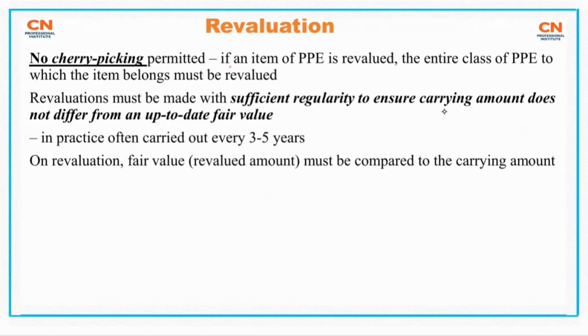That's why it says if an item of PPE is revalued, then the entire class of PPE to which the item belongs must be revalued. So you can't just pick one item of the PPE and revalue it. No. The entire class must be what?